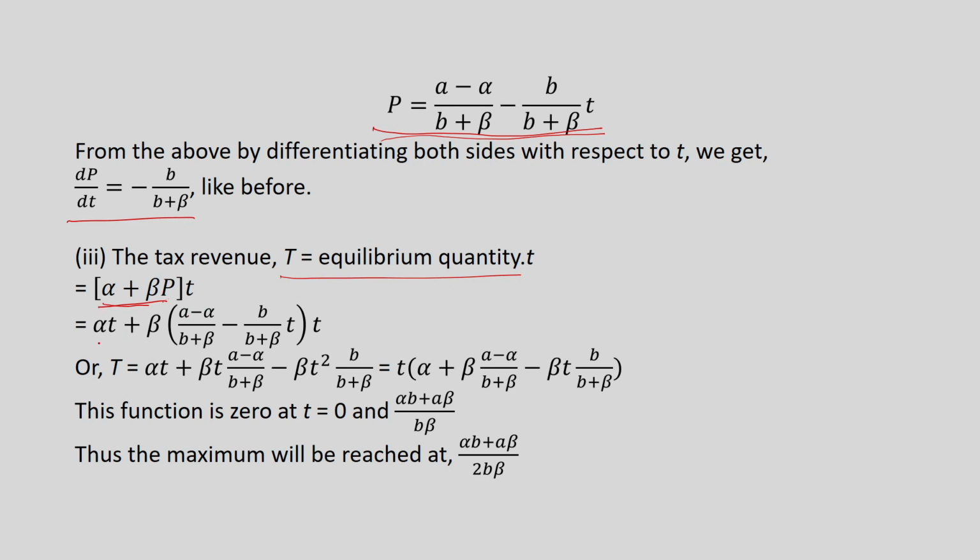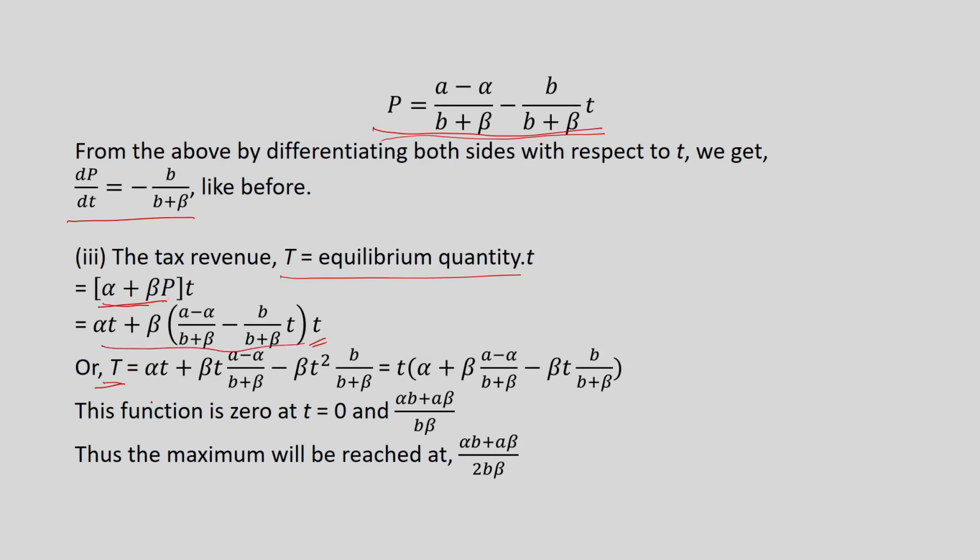So, it will be alpha multiplied by t plus beta multiplied by the equilibrium price, which is (A minus alpha) divided by (B plus beta) minus B t divided by (B plus beta), and the whole thing is multiplied by small t. So, our capital T, which is the tax revenue to the government, is this expression.